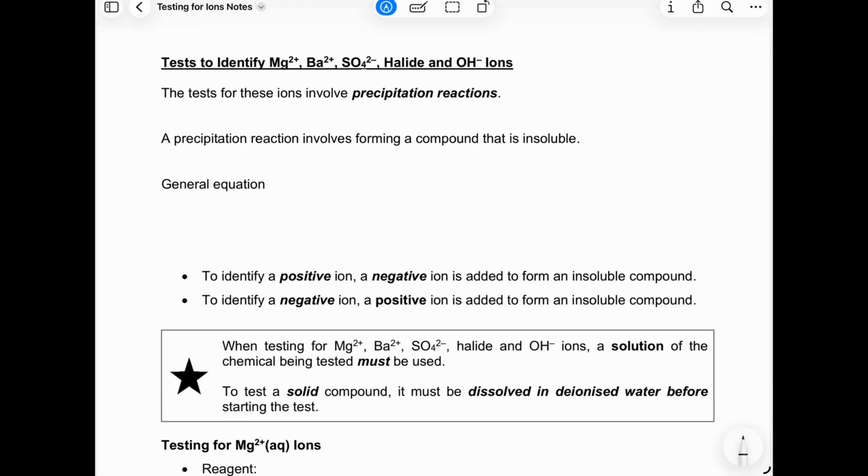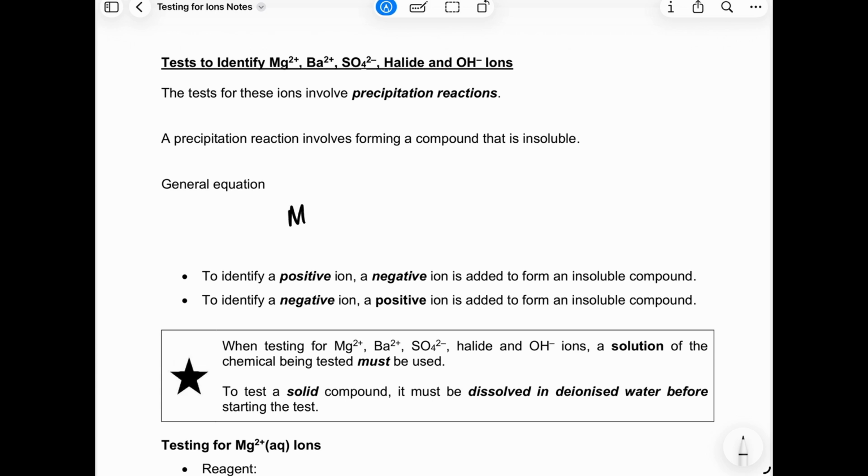We're now going to look at how to identify magnesium ions, barium ions, sulfate ions, halide ions and hydroxide ions. All these reactions involve precipitation reactions. That is a reaction where we take two solutions, so two things with an aqueous state symbol, and we create an insoluble solid from those two, and therefore we see a precipitate with a colour.